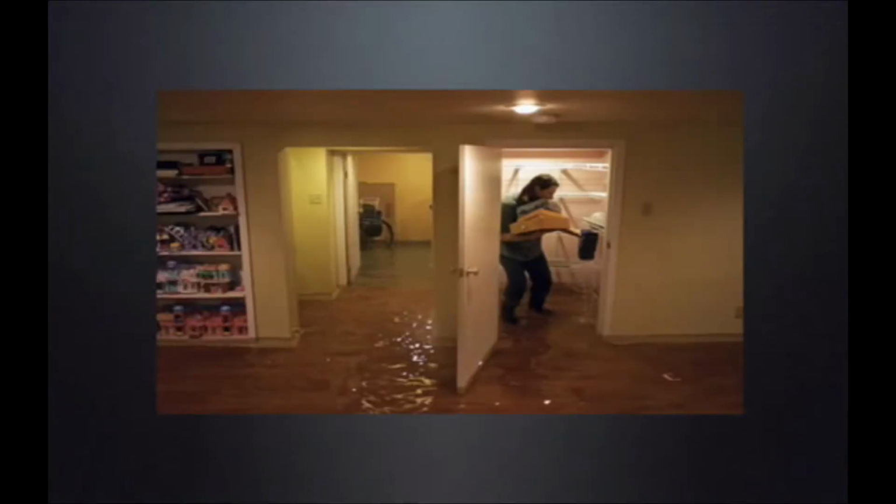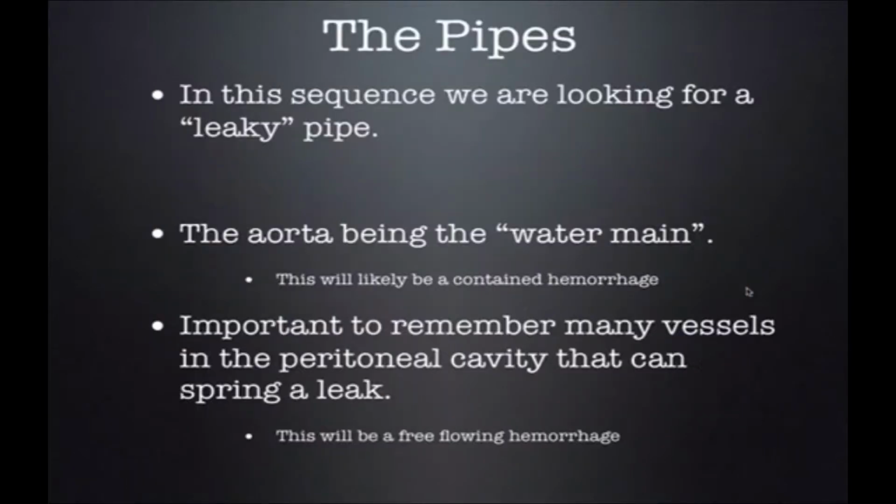Now, looking in this room here, we can tell that there's clearly a leak. This person's home clearly has a leaky pipe. We know that because water is collecting in dependent areas of all of these rooms. And effectively, that's what we're doing in this sequence. We're looking for evidence of a leaky pipe. Now, the aorta would be the water main. However, you have to bear in mind there's numerous vessels that could spring a leak in the peritoneal cavity. So really, it comes down to clinical context.